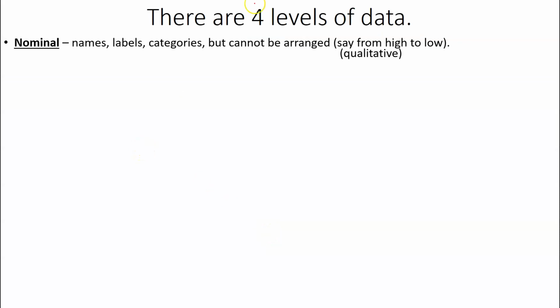When we talk about data, there's also what are called the levels, 4 levels of data. The levels have to do with when we do calculations with these, at what level does it actually make sense? We don't do much with the nominal level. Nominal level is, again, names, labels, categories. We can't even arrange them where in a case that makes sense. Say from high to low. Arrangement doesn't even really mean anything.